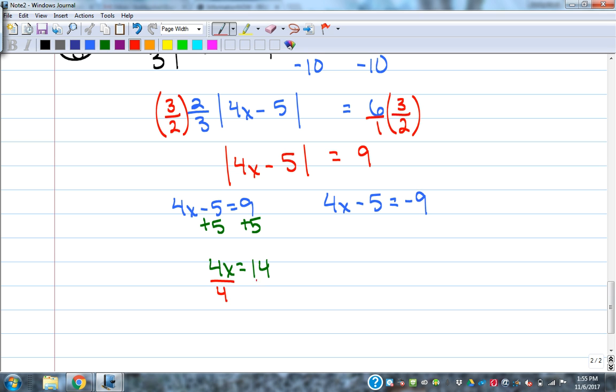And we're going to divide by 4. Does 4 go into 14 evenly? So what do we do? No, can't. We got to reduce it. What goes into 14 and 4? 2. 2 goes into 14 7 times, and 2 goes into 4 2 times. So we leave it as an improper fraction, 7 over 2.